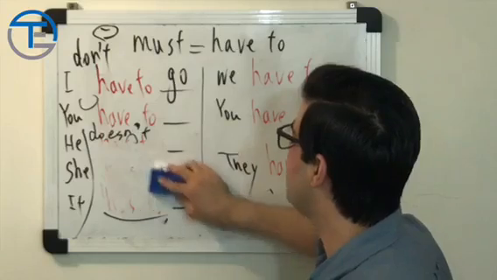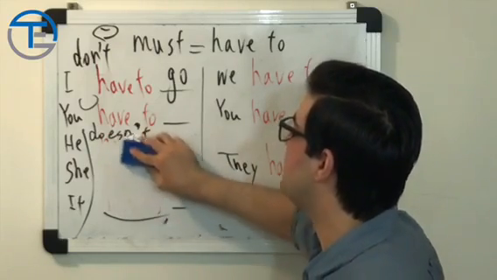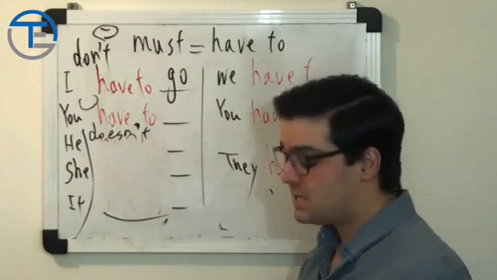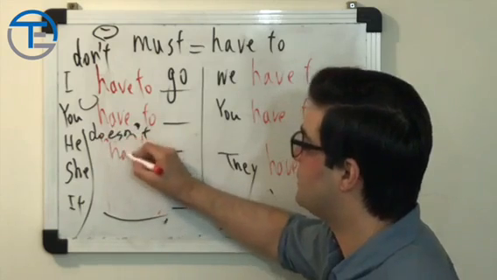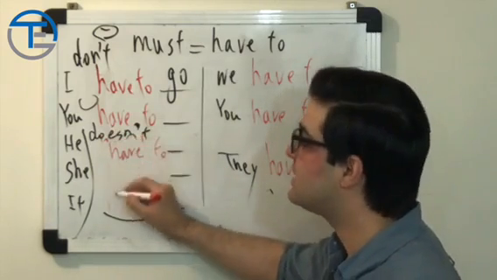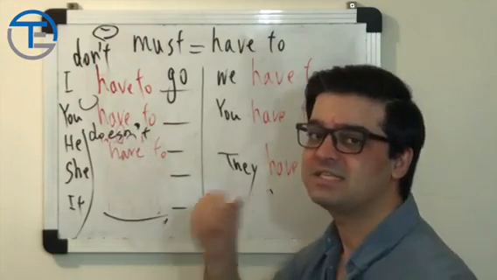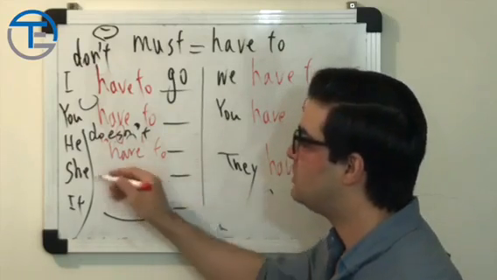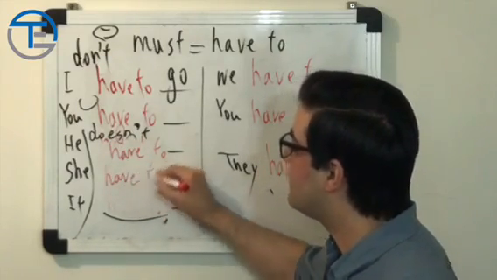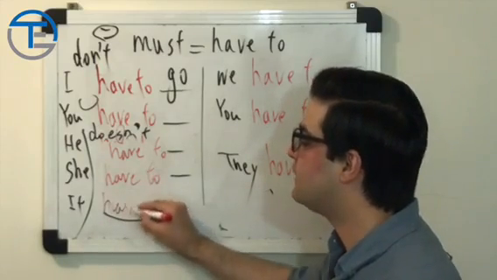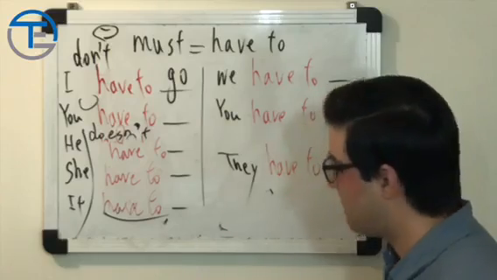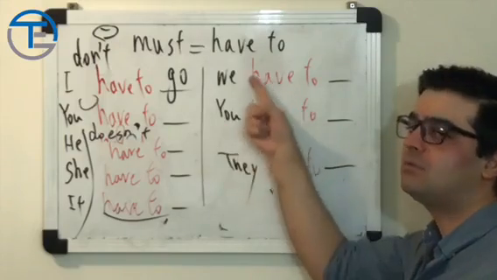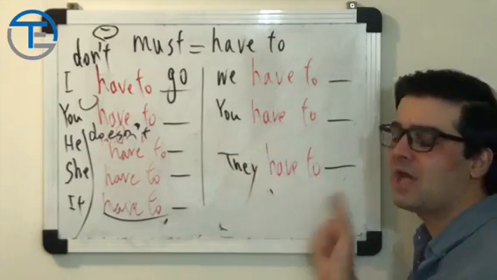For these three, when you want to make it negative, they will change to he doesn't have to. She doesn't. Here we have s, so it's not necessary to repeat again, has to. He doesn't have to go. She doesn't have to go. It doesn't have to go. We don't have to go. You don't have to go. They don't have to go.